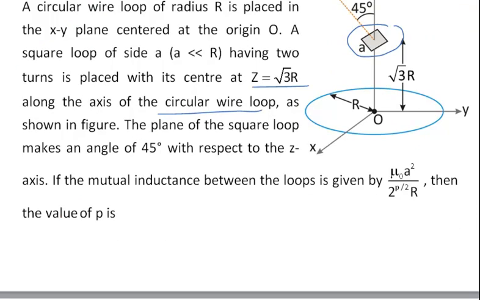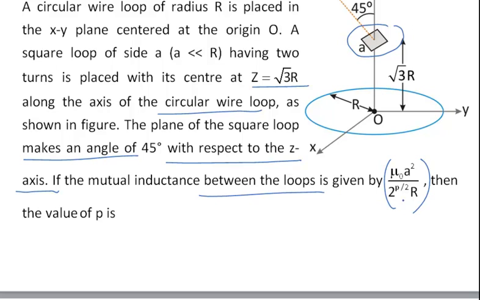The plane of the square loop makes an angle of 45 degrees with respect to the z-axis, which implies that the normal to the plane of the loop is also at an angle of 45 degrees with the z-axis. Now, if the mutual inductance between the loops is given by mu naught a square upon 2 to the power p by 2 r, then the value of p is.